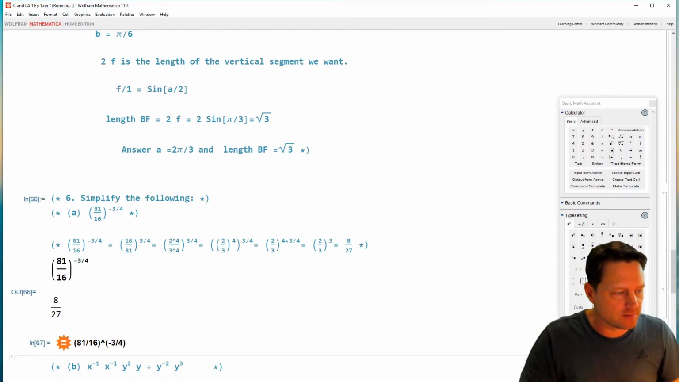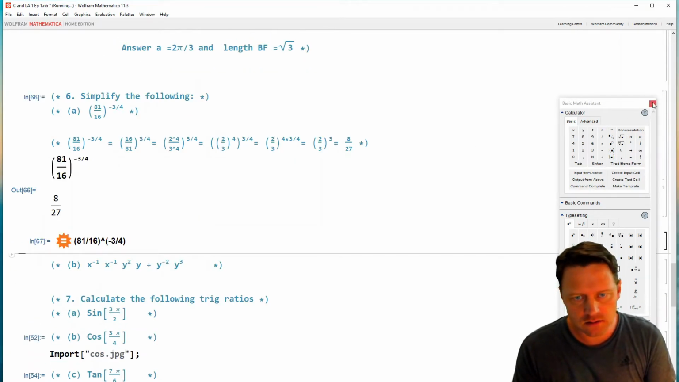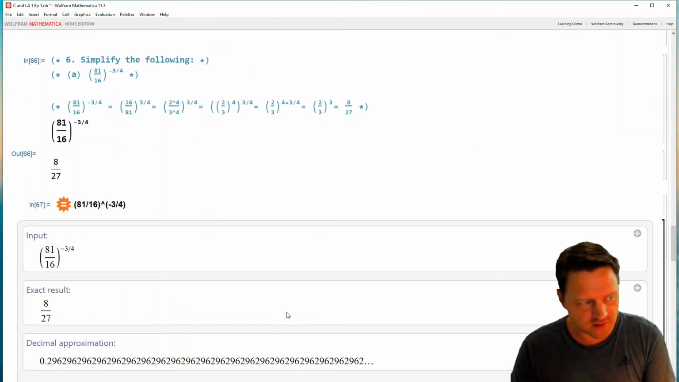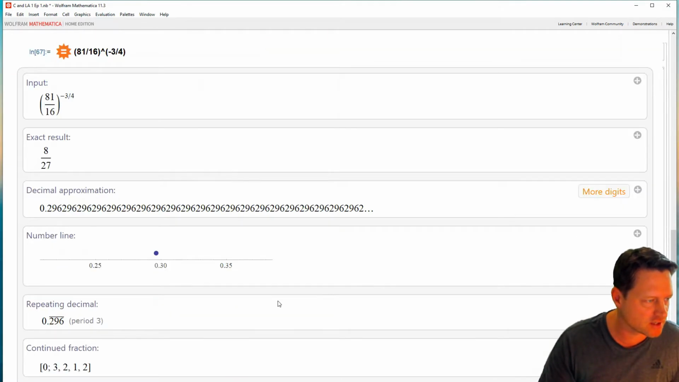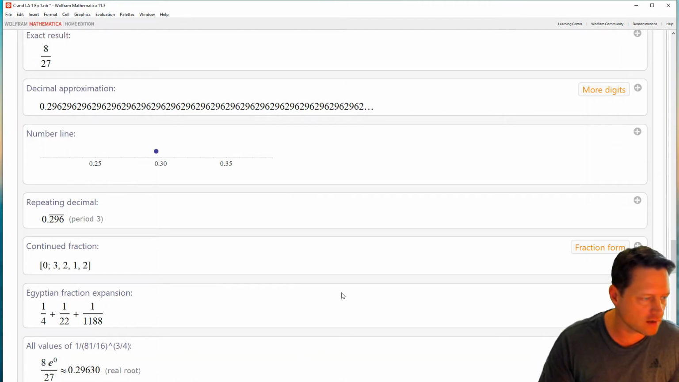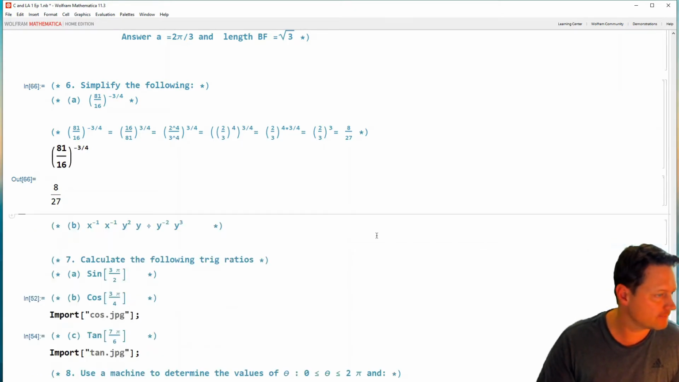I'll press the button. It'll get on the internet and hopefully give us something. Okay, so same result, and we also get a decimal expansion and number line and other things, continued fraction and so on. Great. Okay, let's close that, cut it.